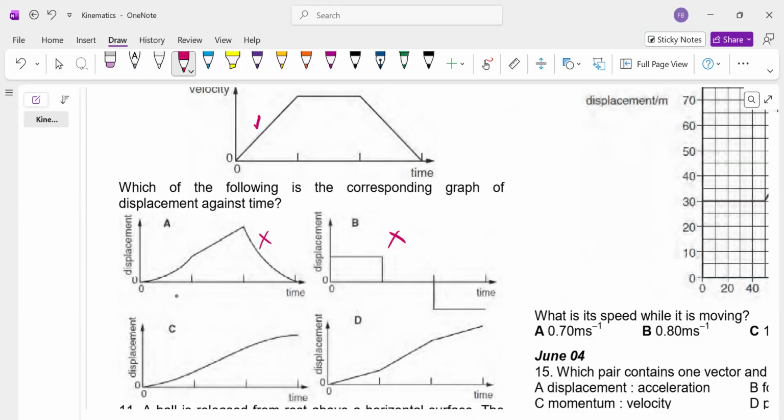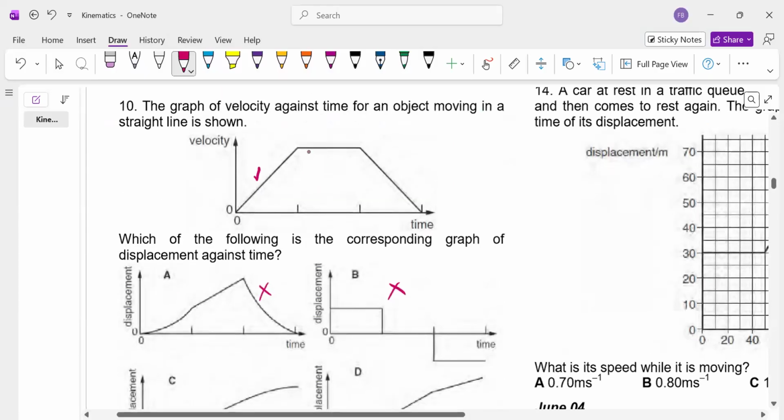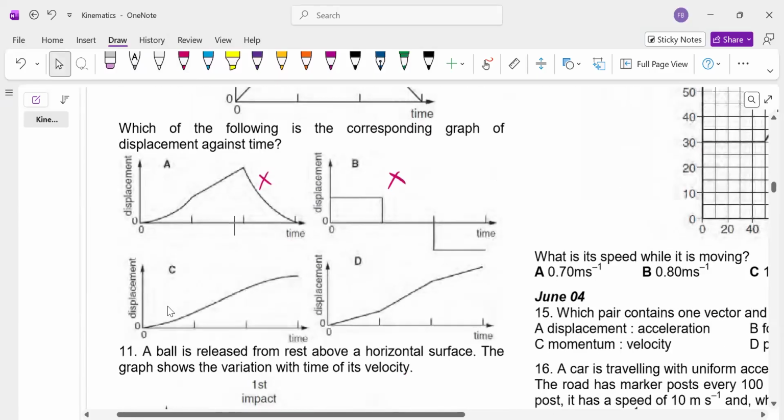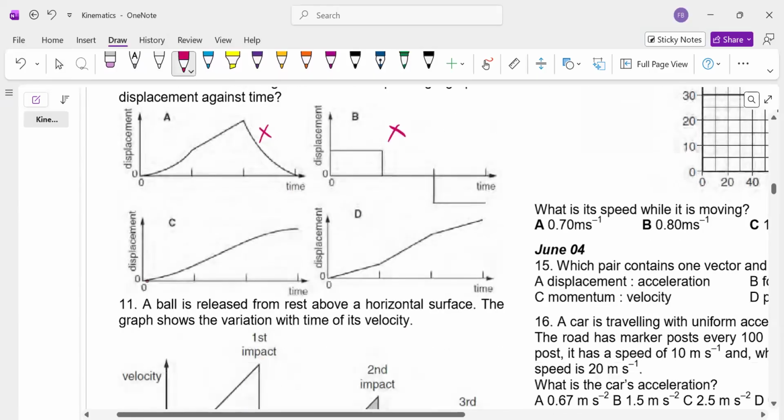And afterwards, if you see, this is constant now. It becomes a constant velocity time graph. So it means your displacement time graph will become uniform, right? It will become like this. Uniform. Constant.